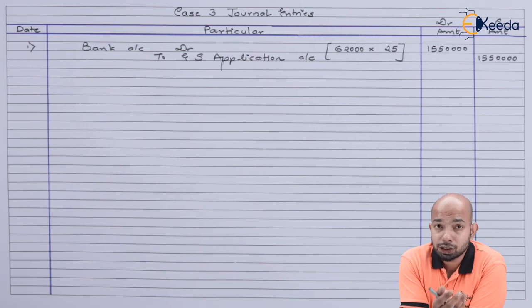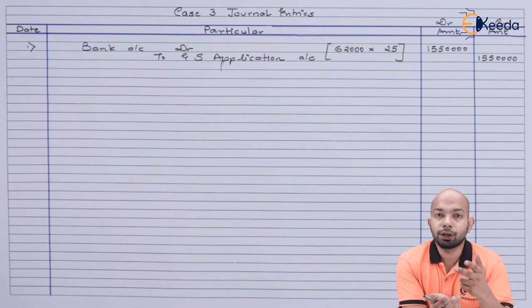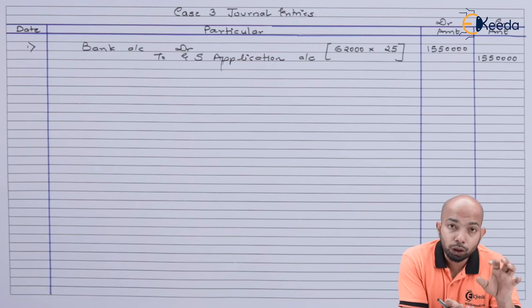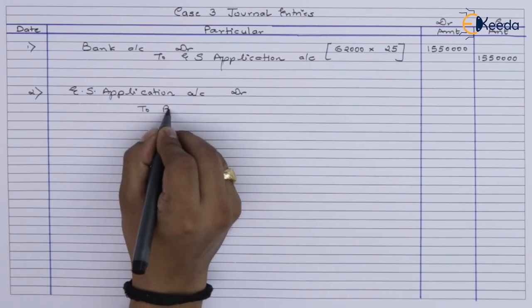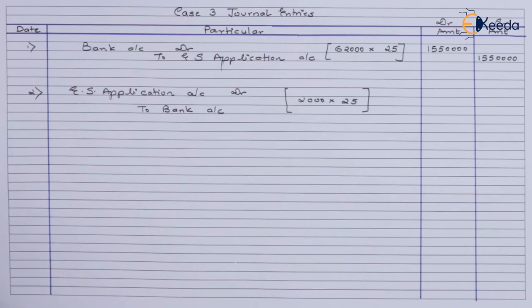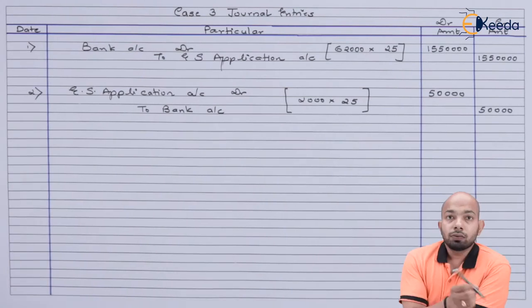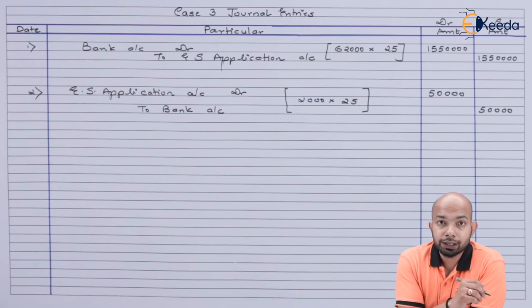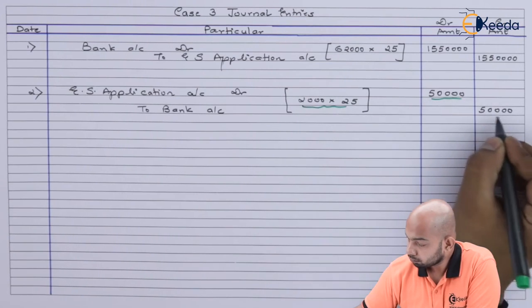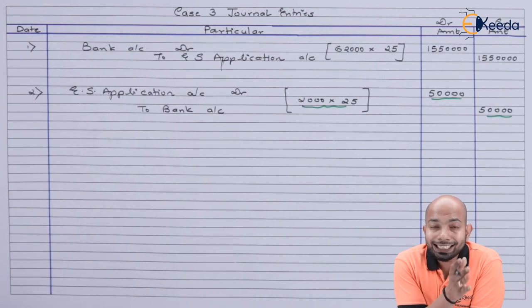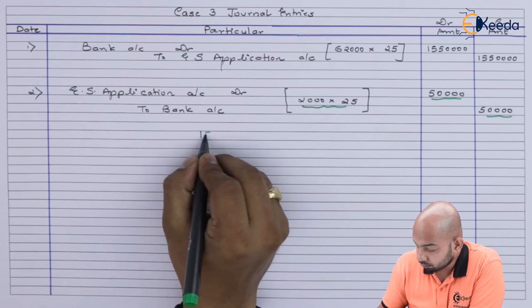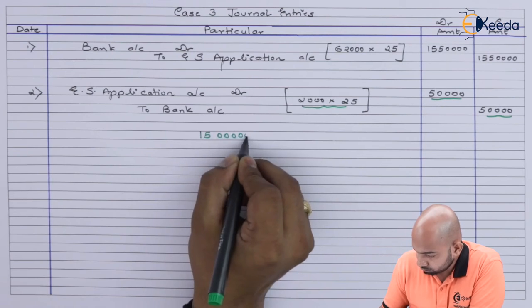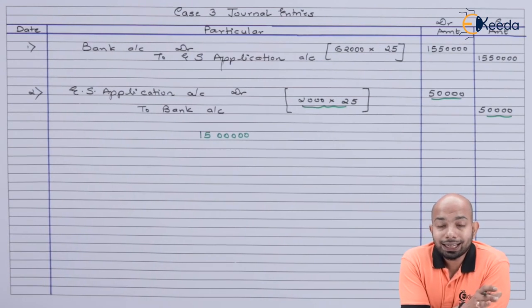That is, bank to equity share application is what we have passed for receipt. For rejection it will be reverse. That means equity share application to bank only for 2,000 shares. So that means an amount of 50,000 has been refunded here. So out of 15 lakh 50,000 that we had received, we have subtracted 50,000 which has been refunded. So we still have 15 lakh with us. This is the value that we still have.